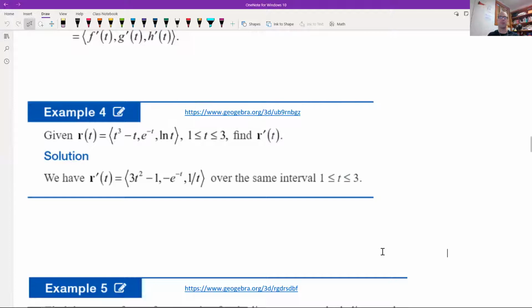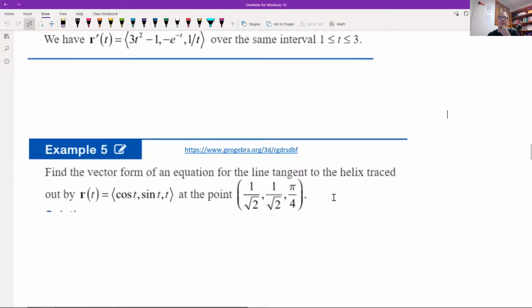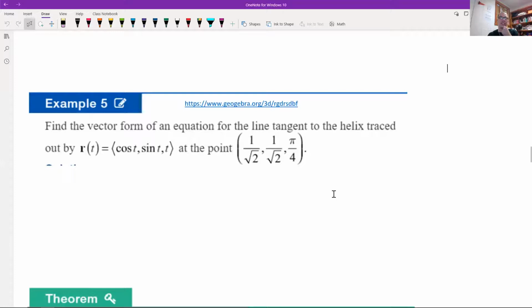All right, so we've looked at limits. Now we've looked at derivatives. Again, you just do them component-wise. Now we get into a little bit harder of a problem, but not too much. Find the vector form of an equation for a line tangent to this helix traced out by cosine, sine, and t at this point where basically t is equal to pi over 4. I know that these are 1 over the square root of 2's, but that's just what happens when you put in pi over 4 into cosine and sine.